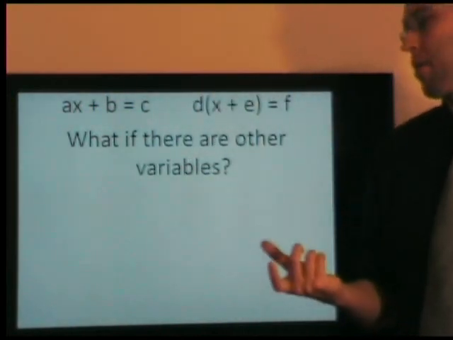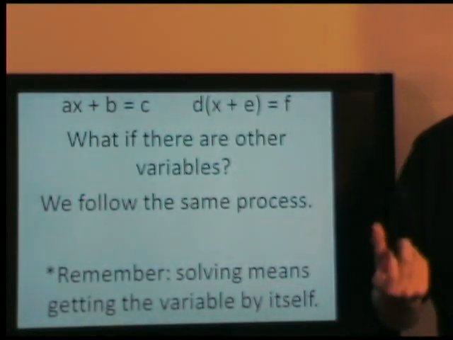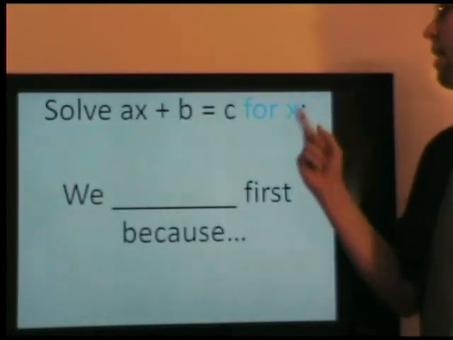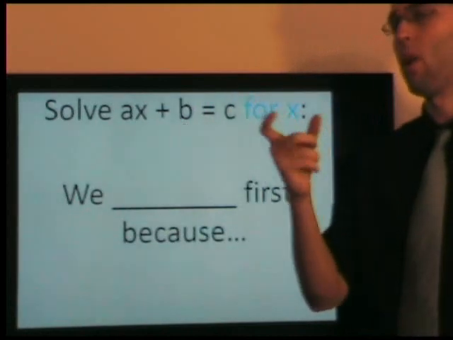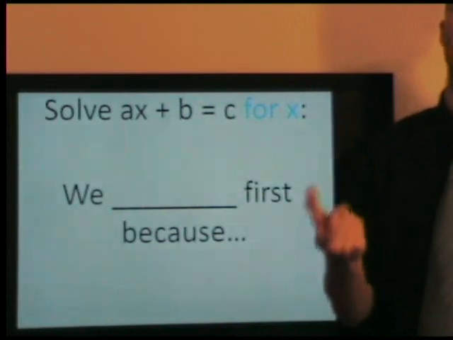Well, nothing's actually changed. Again, what does solving mean? It means getting the variable by itself. So for example, let's say we want to solve for x, and it's critical that we know which variable we're solving for. Okay? So what's happening to x here?